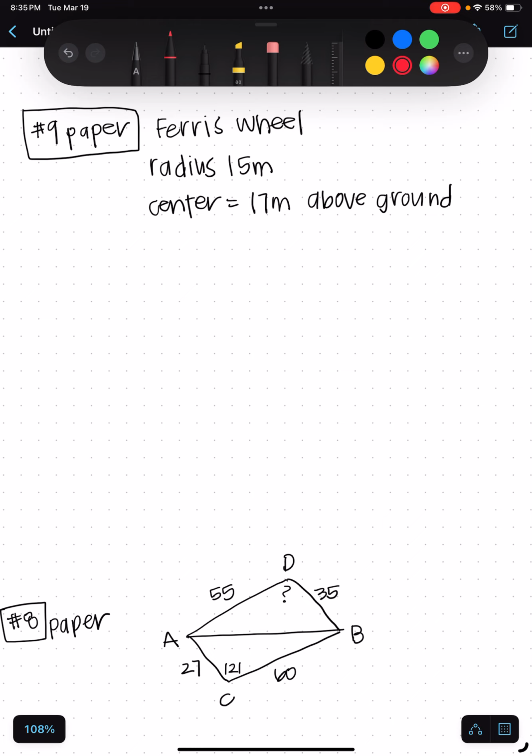Okay, so here's how I did it. Basically, I counted the number of chunks, or the number of lines, from the center, basically the number of radii that there are, and there are 24. So if I know that there are 24 chunks, then I can do 360 divided by 24, and I get 15, which means that each chunk is 15 degrees.